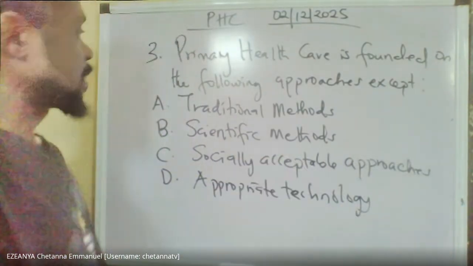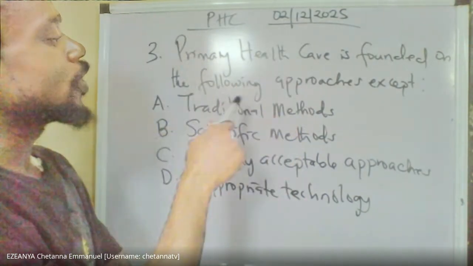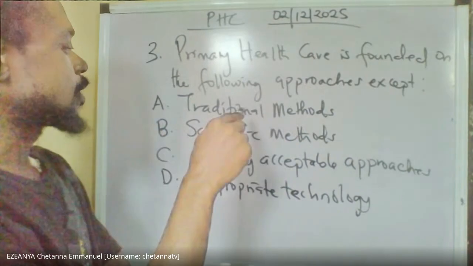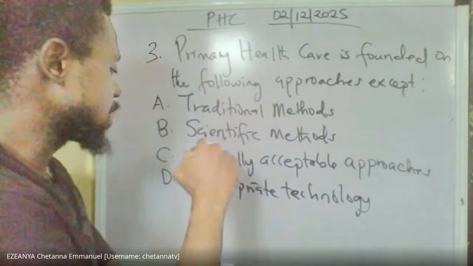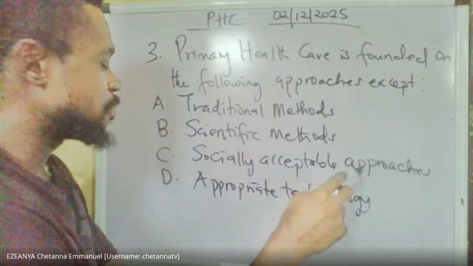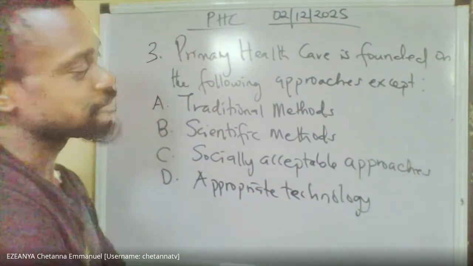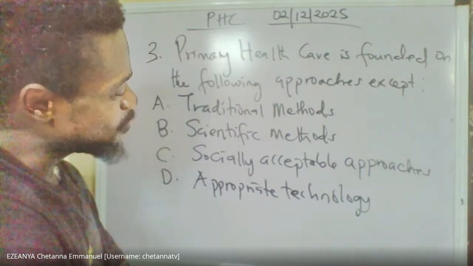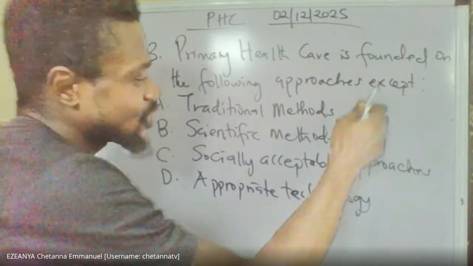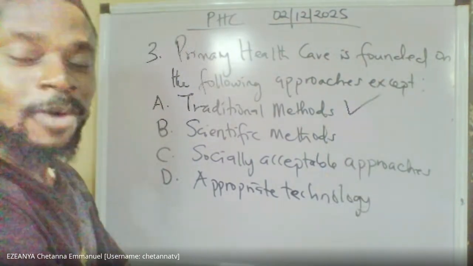Question 3 says primary health care is founded on the following approaches, except A. Traditional methods, B. Scientific methods, C. Socially acceptable approaches, D. Appropriate technology. So, what is the answer to this question? The answer is A, traditional methods. So, why A?